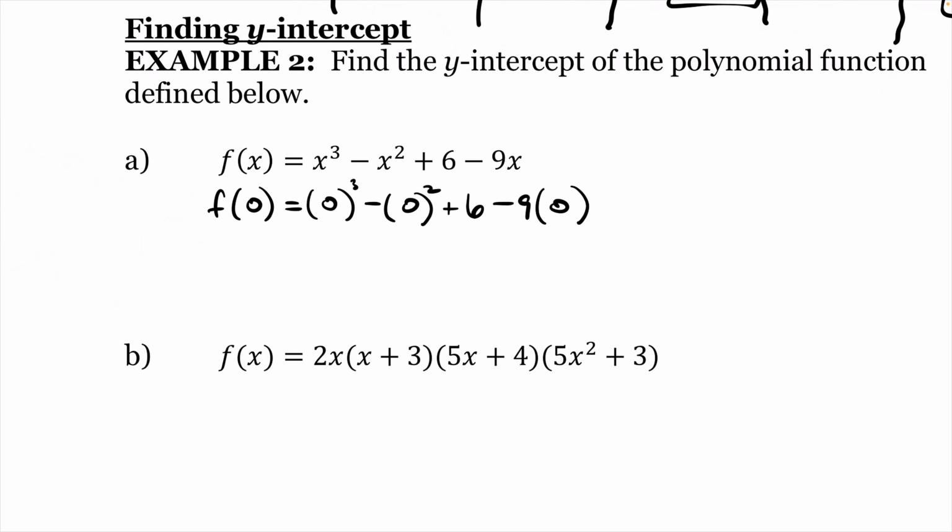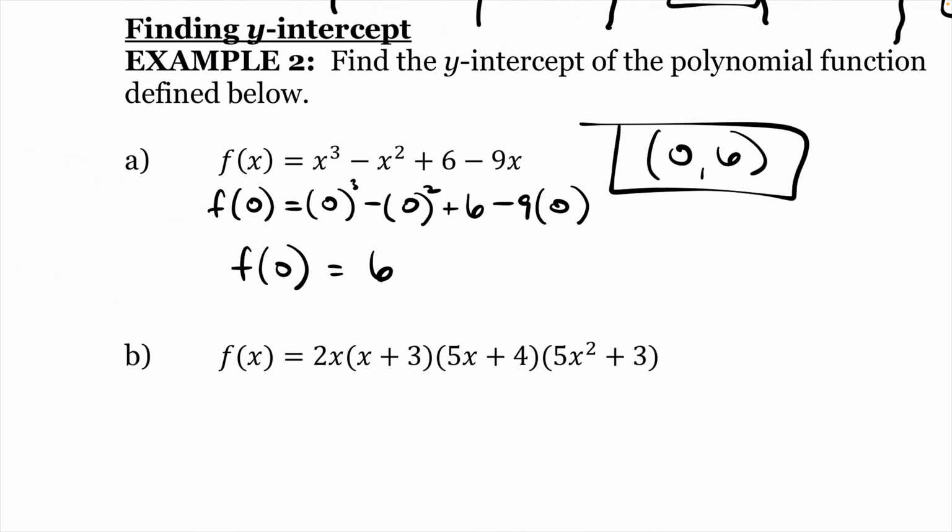The nice thing about 0 is a lot of things tend to cancel out. 0 cubed is just 0. Minus 0 squared, still 0. Plus 6. And then negative 9 times 0. So what are we left with? Positive 6. So where is the y-intercept? It would be at 0, comma 6. 0, because that's what I plugged in for x. And what was I left with? 6.